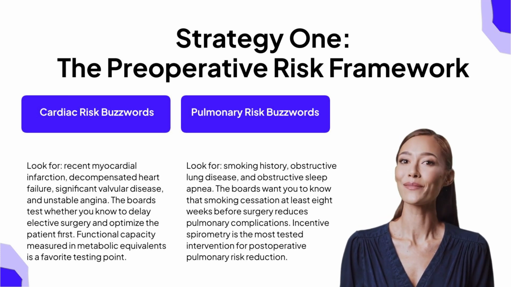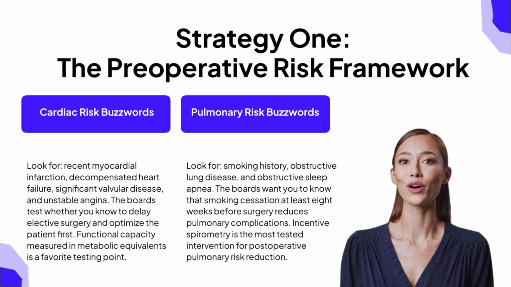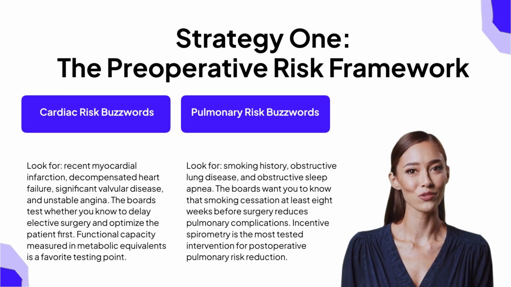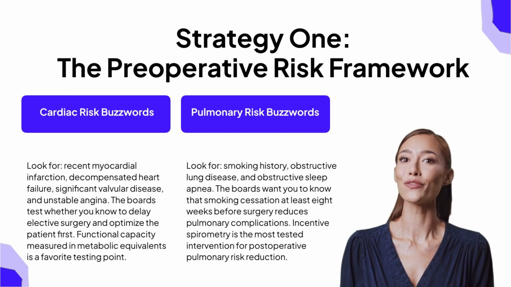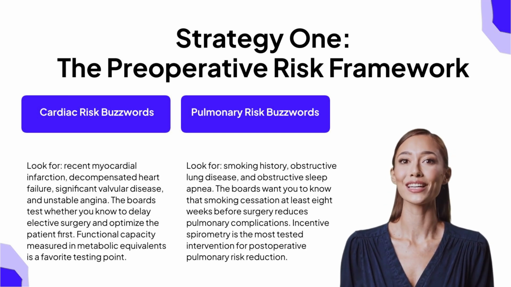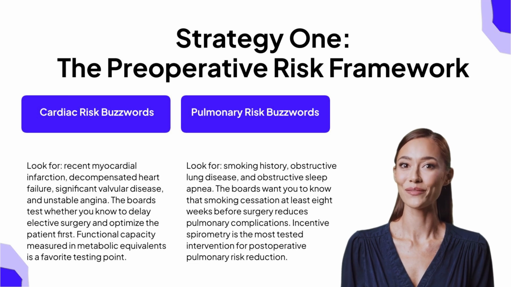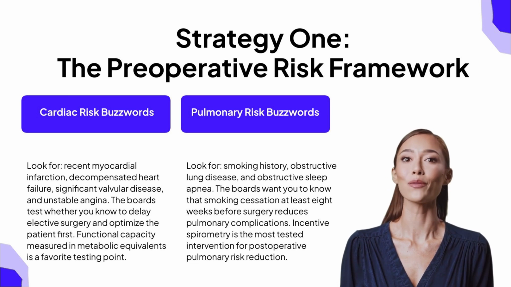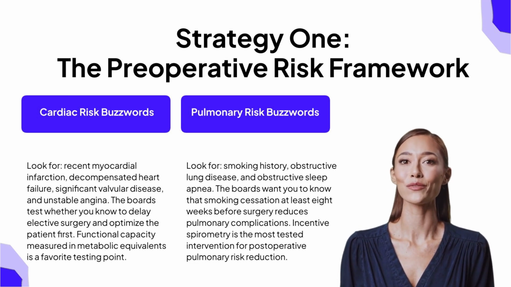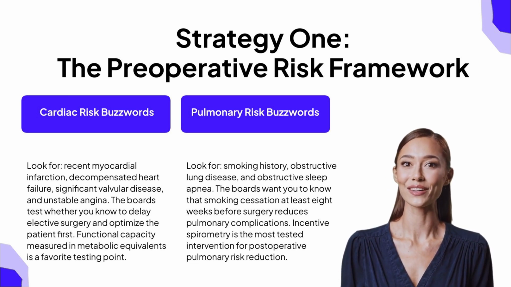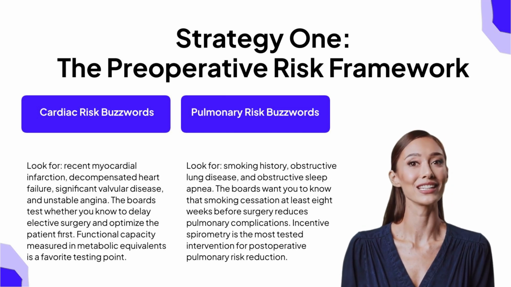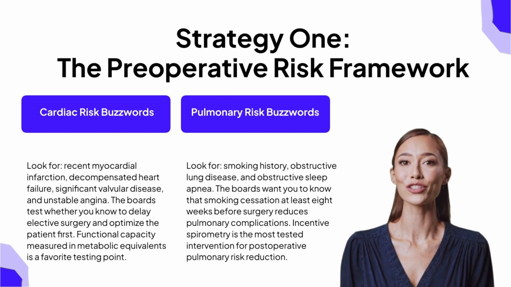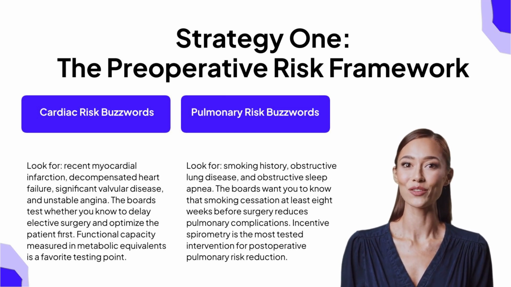If a patient can climb 2 flights of stairs or walk 4 blocks without symptoms, that is roughly 4 metabolic equivalents and generally acceptable for most surgeries. For pulmonary risk, the boards love questions about smoking history and obstructive lung disease. Remember that smoking cessation at least 8 weeks before surgery reduces pulmonary complications, and incentive spirometry is the most commonly tested intervention for preventing postoperative atelectasis and pneumonia. Review the perioperative medicine section in your board review resources for the full risk stratification algorithms.